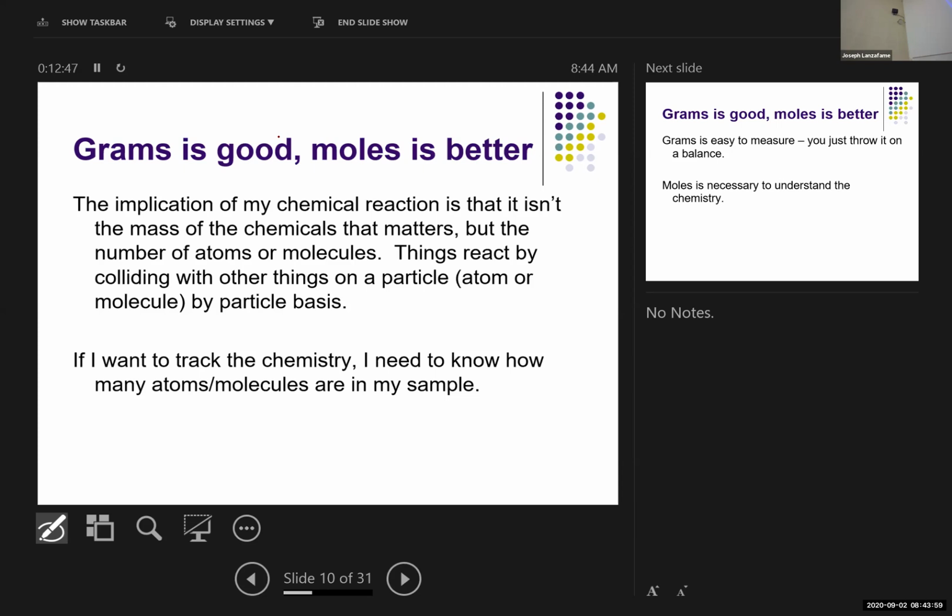I usually have a room-sized quantity. And if I take a scoop of sugar, it's around a mole. A mole of sugar is like 4 ounces. It's a room-sized quantity of sugar. But when I go to react the sugar with something else, it doesn't care what it weighs. It cares how many individual molecules there are.